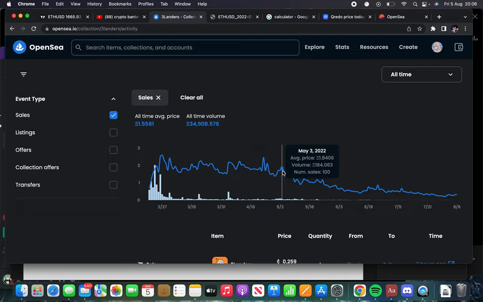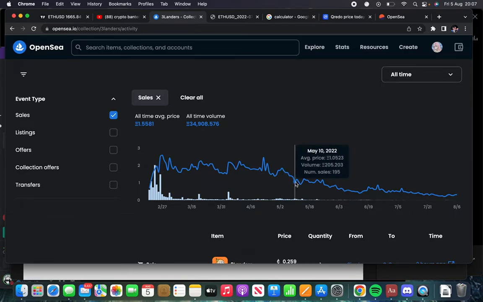You had Luna collapsing to zero, 3 Arrows Capital going bankrupt, Voyager going bankrupt, all because of Luna, right? And this literally happened a couple of days to a week after I completely went against my own thesis, fell to FOMO, and bought into 3 Landers.